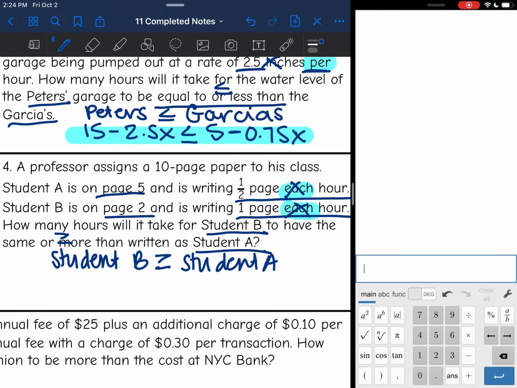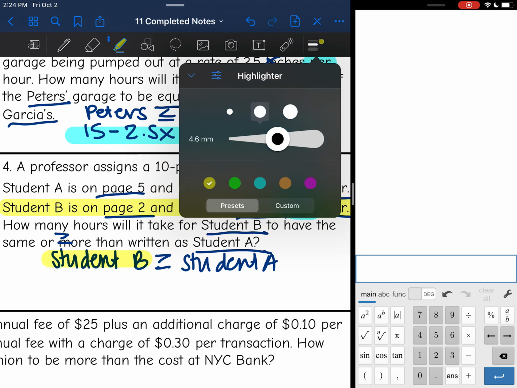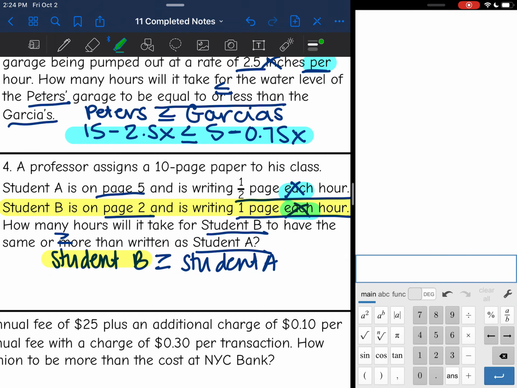Okay, this is another instance where they flipped the order of the information that they gave us. They want student B to come first, but they gave us the student B information second. And then student A is coming second in our inequality, but they were first in the word problem.